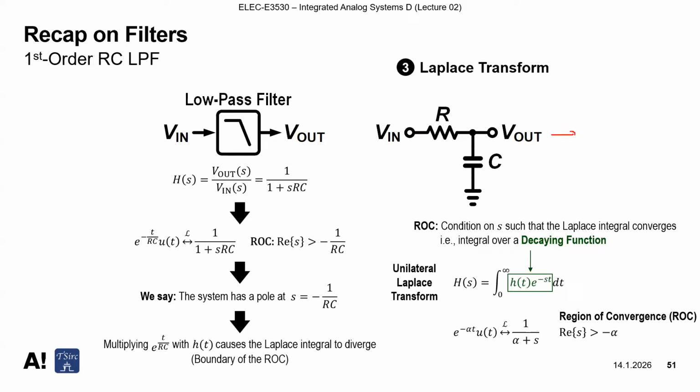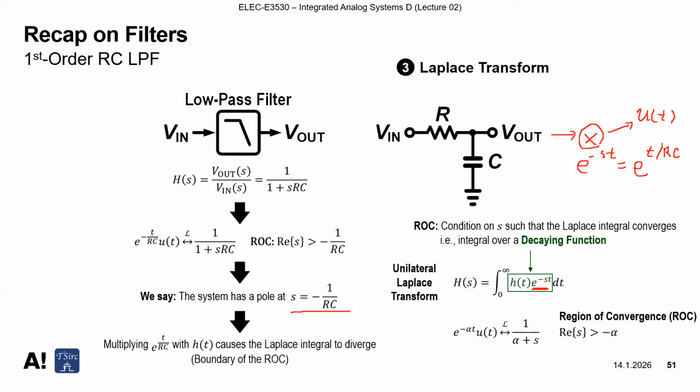So let's say we are taking the output and we are multiplying it by e to the power of minus st. And when we take this one as e to the power of t over RC, such that the real value of s becomes minus 1 over RC, then its output becomes just u(t), right?